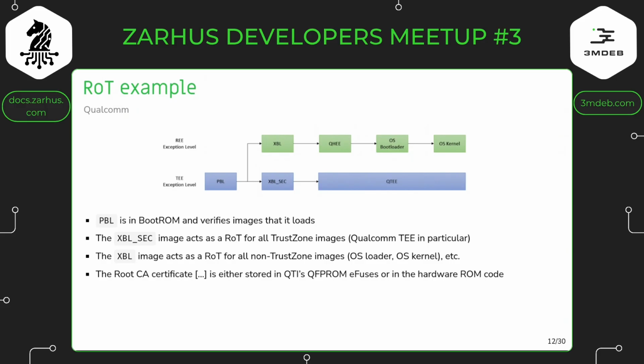And the normal XBL is verifying the next stage. So possibly we have maybe a different key somewhere here, also here. So the fused key is possibly used to verify only those two, and those two can use some mechanism also to verify the next stages.